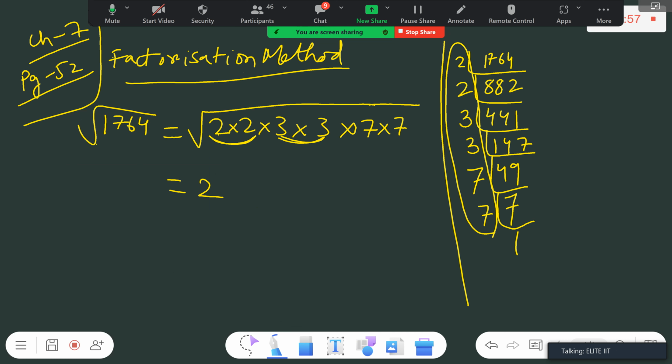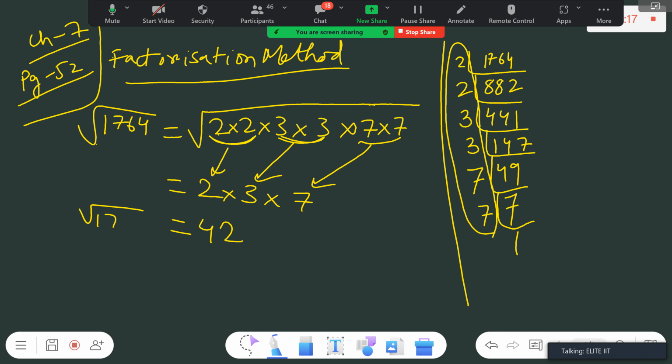Here 3 is repeated 2 times. We'll write it as once. And 7 is repeated 2 times. We'll write it as once. Only once. So your answer will be 2 into 3 into 7, which is 42. So this is your square root of 1764. Understood how to find the square root by factorization method? Yes, sir. Clear? Yes, sir. Okay.